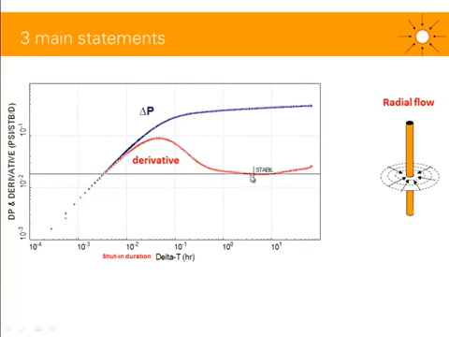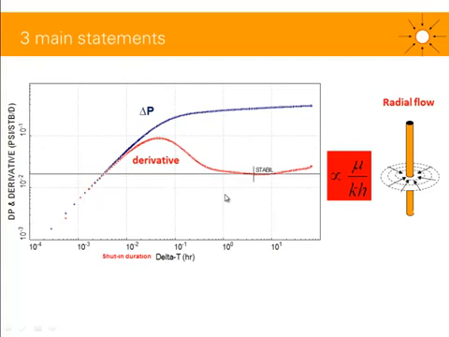The level of this stabilization is going to be inversely proportional to your mobility, kh over mu. K being the permeability in the horizontal plane, h your net reservoir thickness, and mu the fluid viscosity. Okay, let me repeat this first statement. A stabilization on your derivative plot could be indicative of radial flow regime, and the level of this stabilization is inversely proportional to kh over mu.